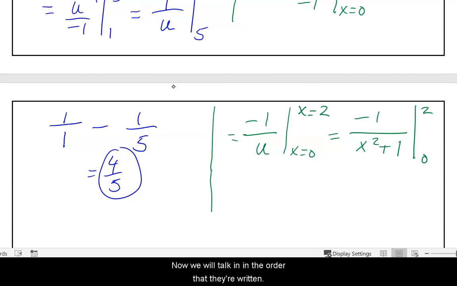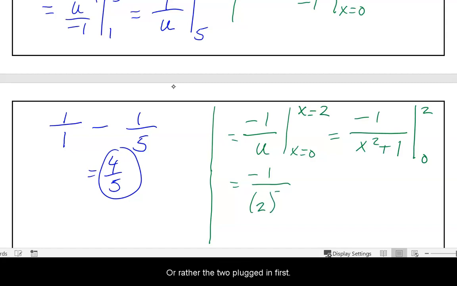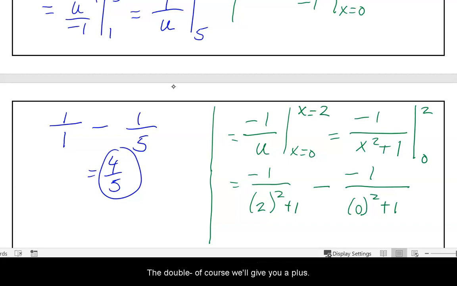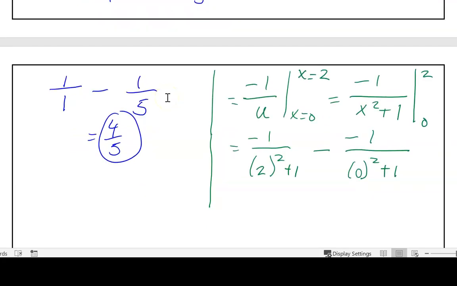Now we will plug in the order that they're written. This will give me the negative 2 plugged in first, or rather the 2 plugged in first, minus, don't forget that the negative 1 is a part of what you got, and thus you have a double negative. Now you plug in 0 from the lower limit of integration. The double negative, of course, will give you a plus, and this will give me 1 over 1, which is 1.